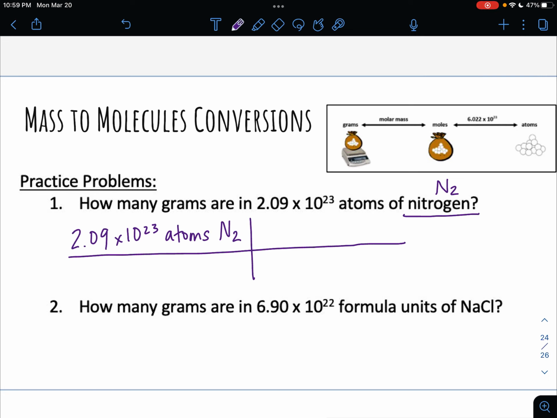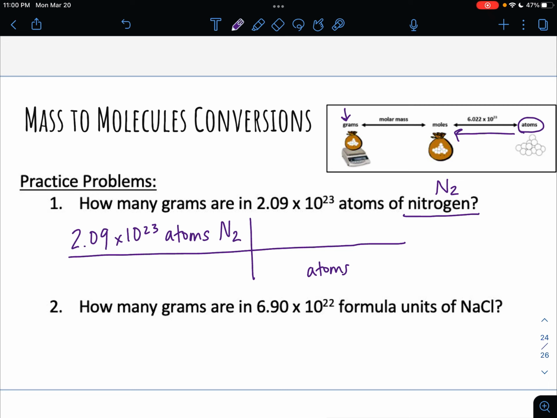Okay, so I have atoms on the top. I know that I need to put atoms on the bottom. So what that tells me right away is I'm starting right here on my map. I'm trying to get to grams, which is over here. So what do I have to do? I can't go straight from atoms to grams. I have to go through moles. So I'm going to go this way.